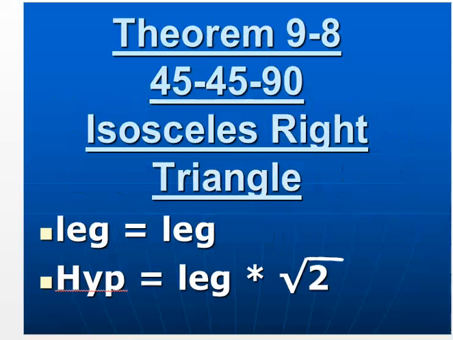The first one is a 45-45-90 isosceles right triangle. Remember, isosceles means there are two sides and therefore two angles that are congruent. Theorem 9.8 says the legs in this 45-45-90 right triangle are of equal length. So the length of a leg is equal to the length of a leg. The hypotenuse is the length of a leg times rad 2.